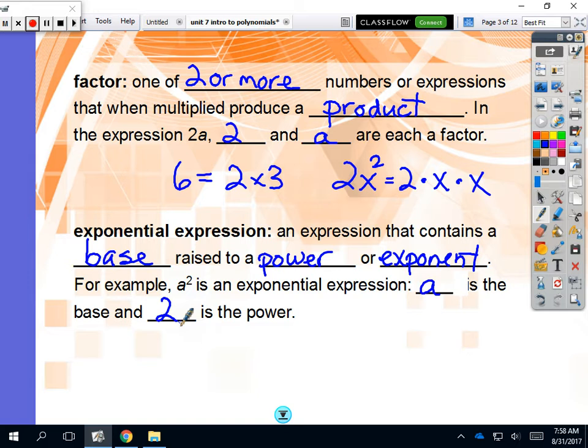You could write an exponential expression like in the basic functions activity, 2 to the x. The base is 2, and the power is x. So you could have an exponential expression with the variable that is a power.